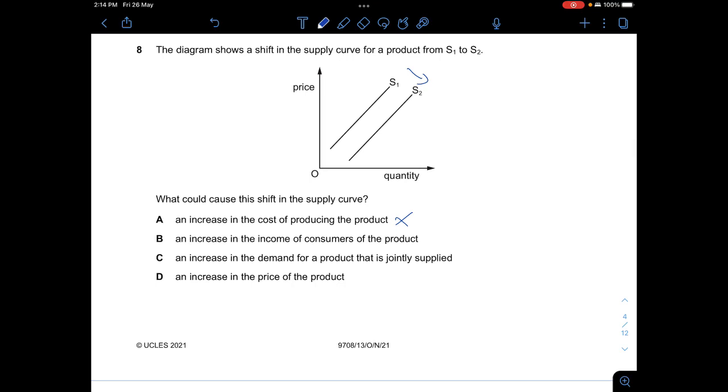B, it says an increase in income of consumers of a product. This would then shift the demand curve to the right, not the supply curve. And C, an increase in demand for a product that is jointly supplied, which is correct. And D, it says an increase in the price of product, which is wrong, because if there's an increase in the price of product, the supply curve will shift to the left. Answer is C.